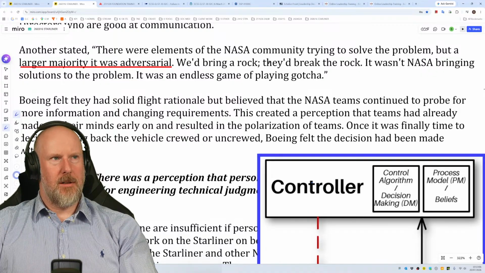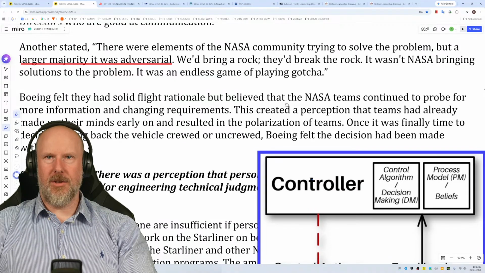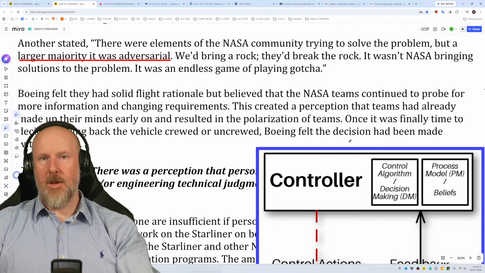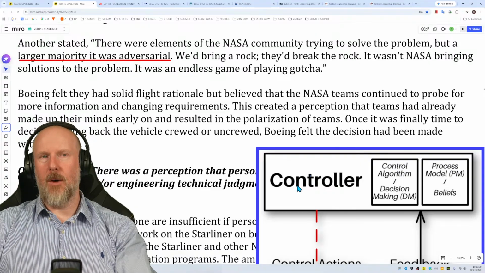We'd bring a rock, they'd break the rock. It wasn't NASA bringing solutions to the problem. It was an endless game of playing gotcha. Okay. So again, why would it make sense for that NASA community to behave in that way?